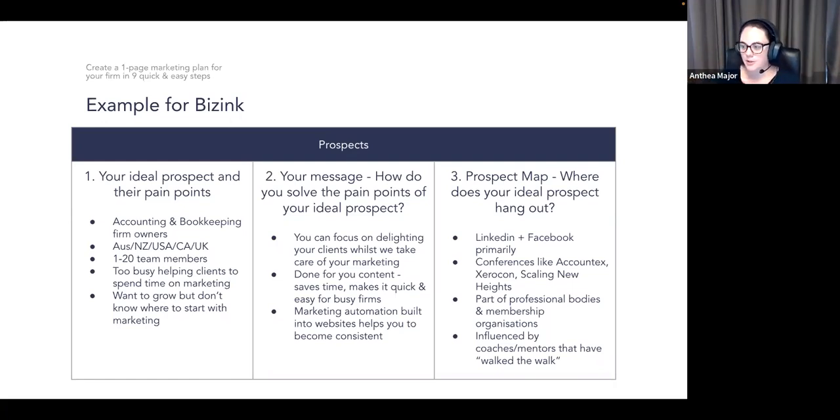So with the ideal prospect and pain points, obviously we specialize in working with accounting and bookkeeping owners. We work across the world, but we have particular focuses in 5 regions on screen there. We're not dealing with big firms typically. We're talking about our ideal client here.